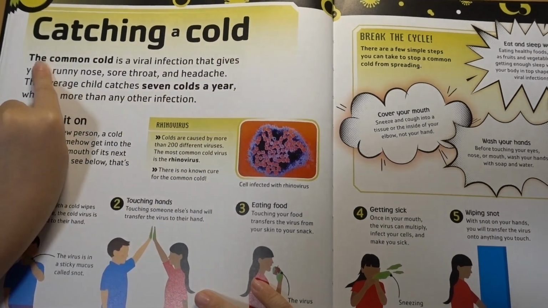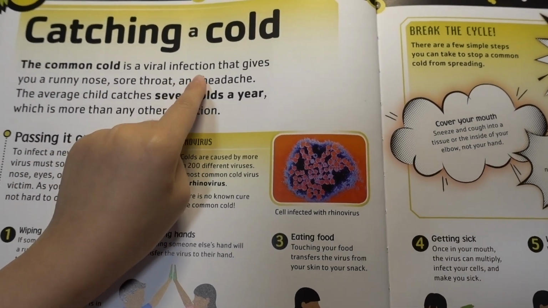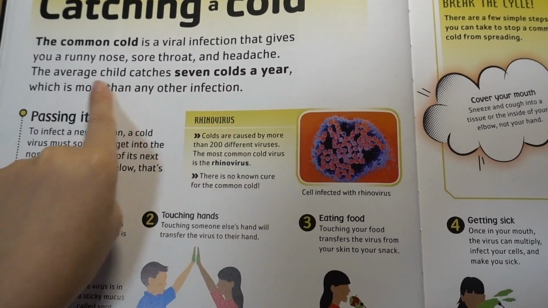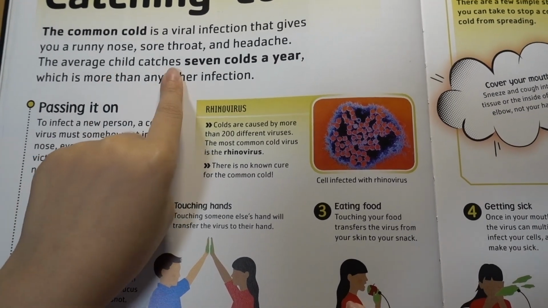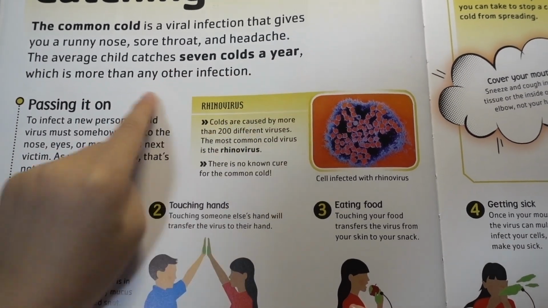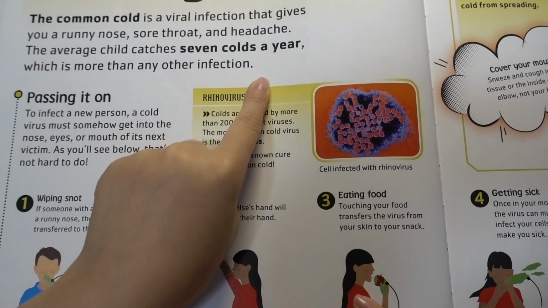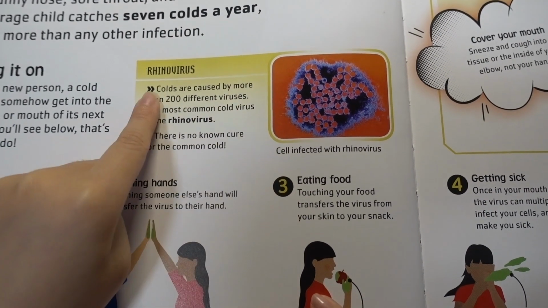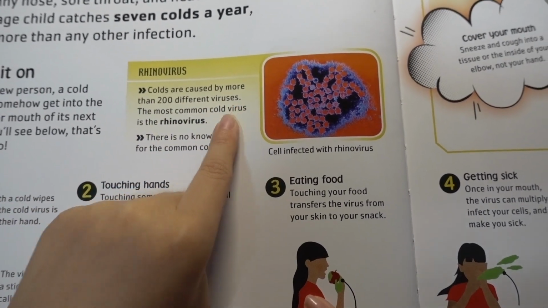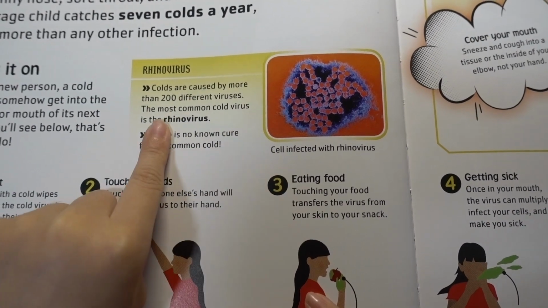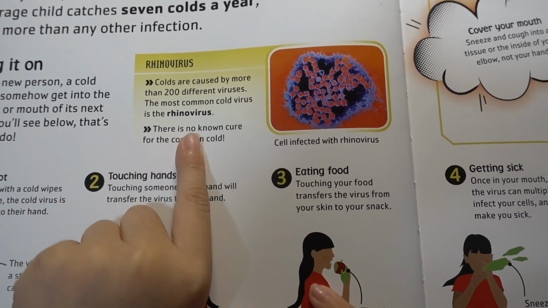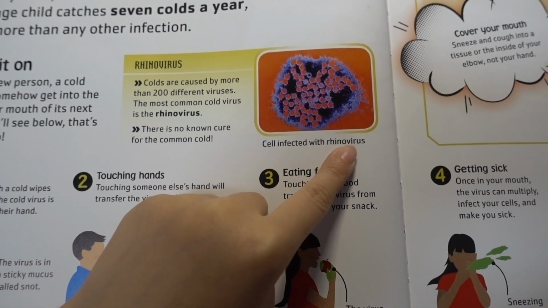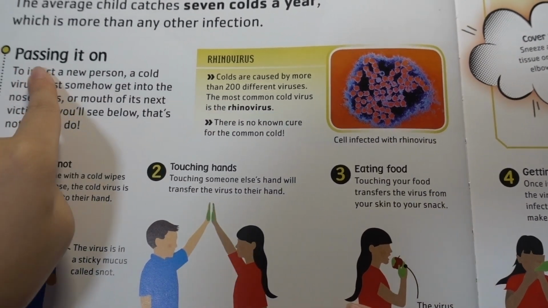Catching a cold. The common cold is a viral infection that gives you a runny nose, sore throat, and headache. The average child catches 7 colds a year, which is more than any other infection. Rhinovirus. Colds are caused by more than 200 different viruses. The most common cold virus is the rhinovirus. There is no known cure for the common cold. So, infected with rhinovirus. Passing it on.